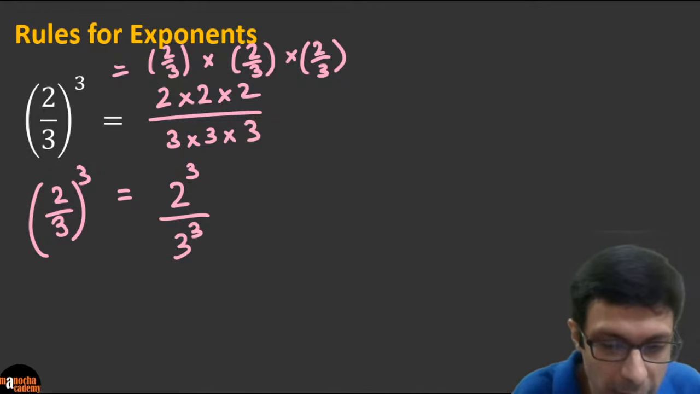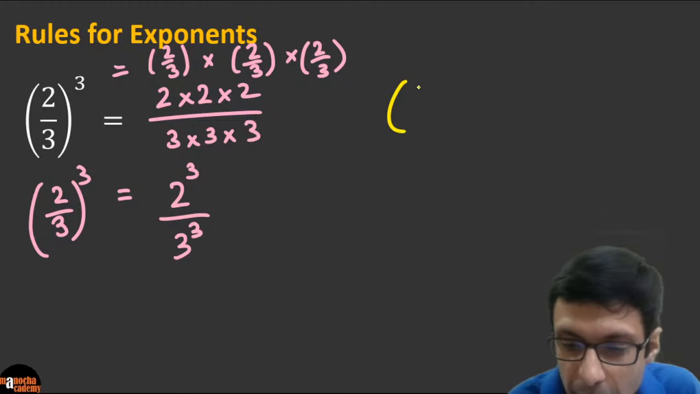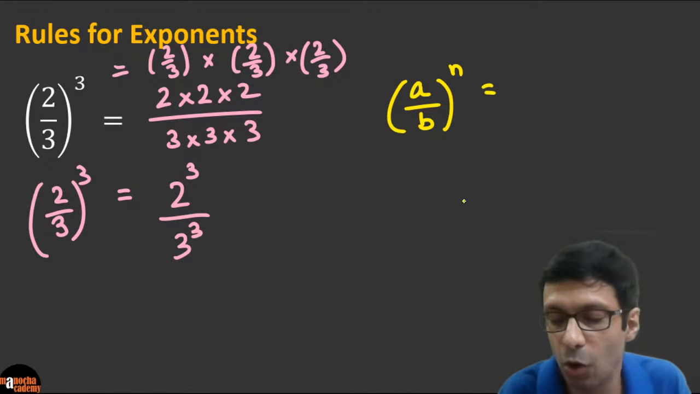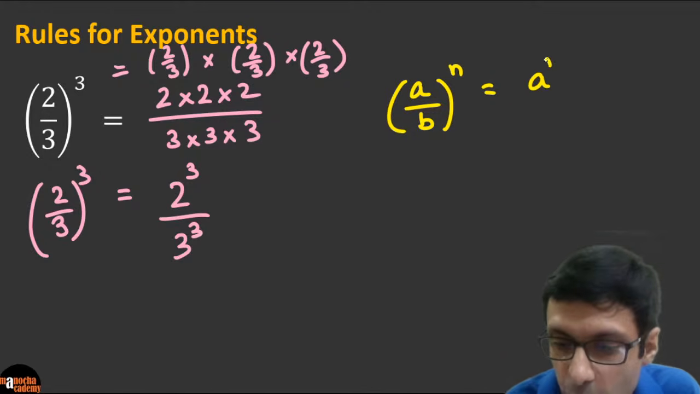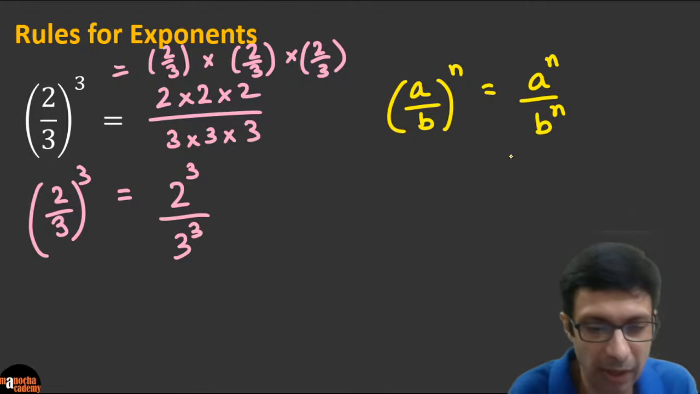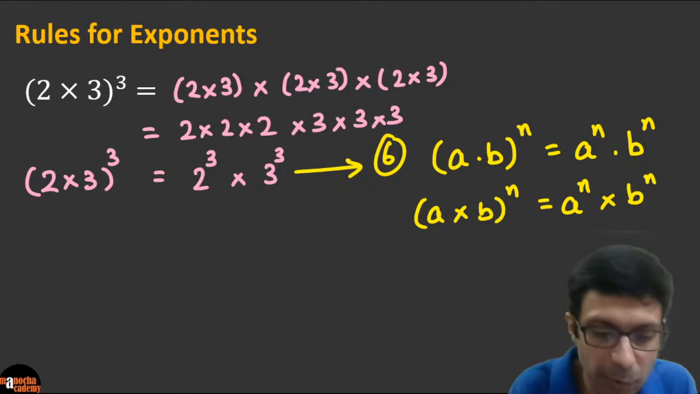So what is our important conclusion? Very similar to the previous one, right? If you have this kind of fraction form, a by b whole to the power n, it's basically going to be a to the power n by b to the power n. Just like there we had a times b to the power n is a to the power n times b to the power n.